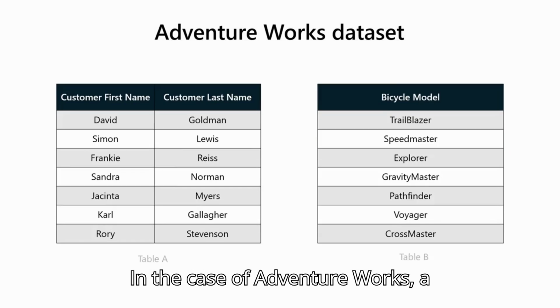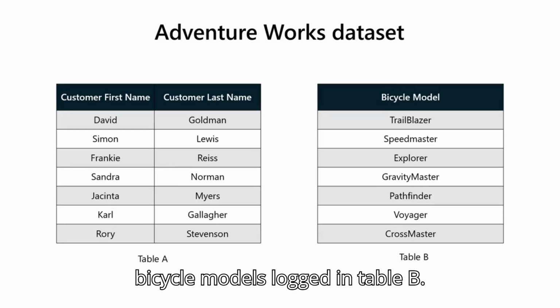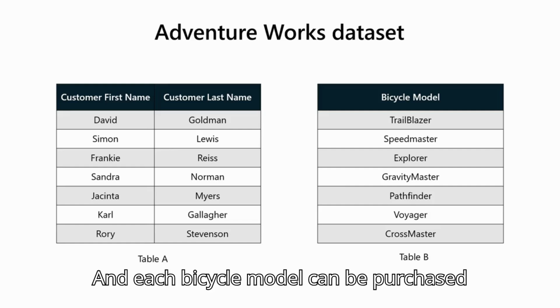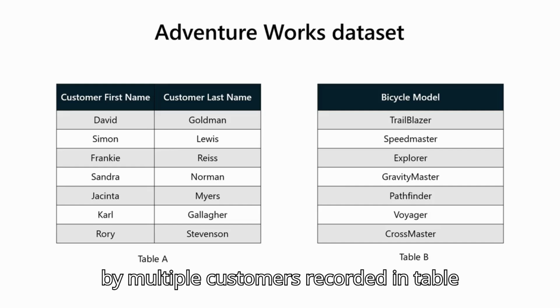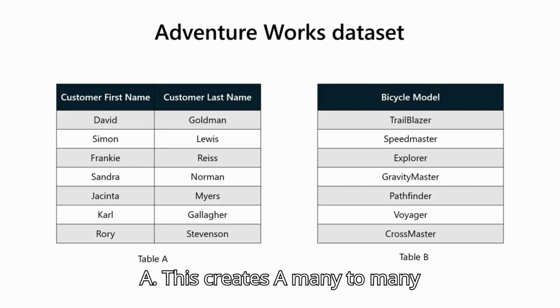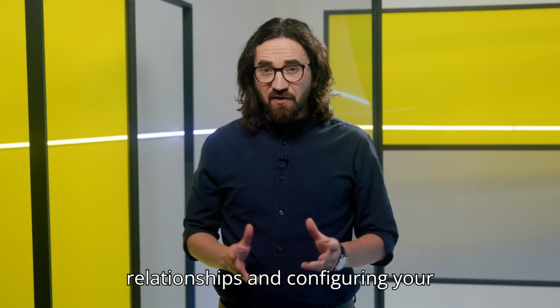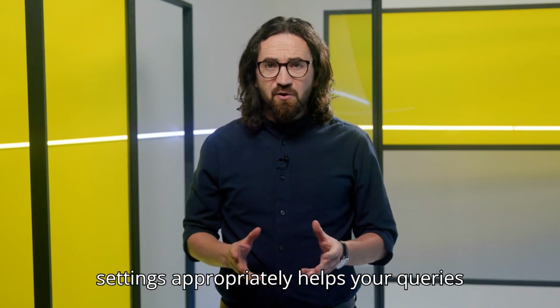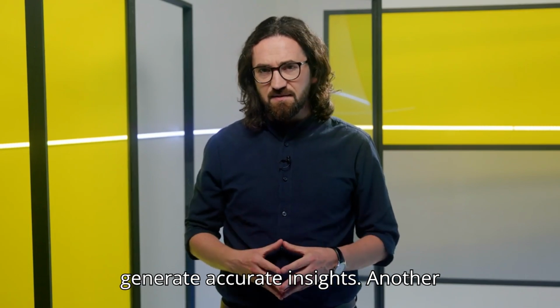In the case of AdventureWorks, a customer can purchase many different bicycle models, logged in table B, and each bicycle model can be purchased by multiple customers, recorded in table A. This creates a many-to-many relationship. Understanding these relationships and configuring your settings appropriately helps your queries and calculations flow correctly and generate accurate insights.